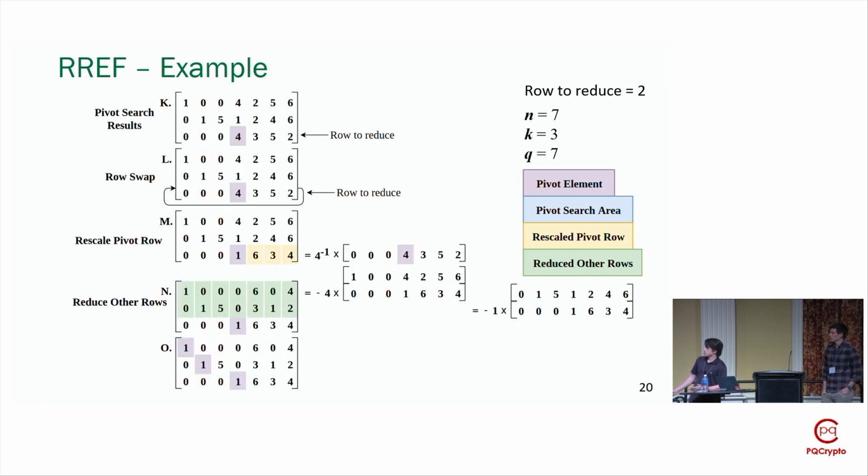So once we found the 4, we can then repeat. We do a swap in place. We rescale the pivot row with the inverse of the pivot element. And then we reduce all of the other rows. And then that results in the row-reduced echelon form of the matrix.